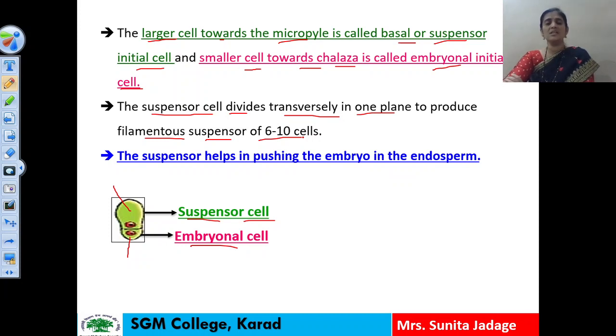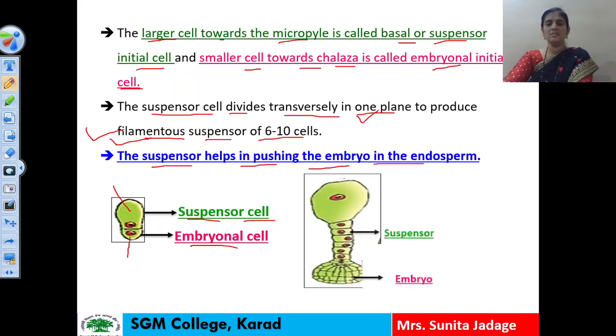Here the suspensor cell divides transversely in one plane, and therefore it shows a filamentous structure, known as a filamentous suspensor, having 6 to 10 cells. And what is the function of this suspensor? It helps in pushing the embryo into the endosperm. When the suspensor is getting developed, its length is increasing because it is a filamentous structure, and due to this elongated suspensor, the embryo is pushed inside the endosperm for development.